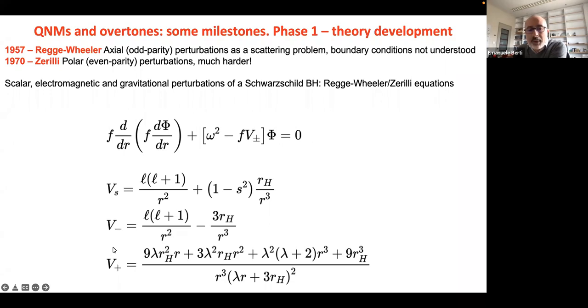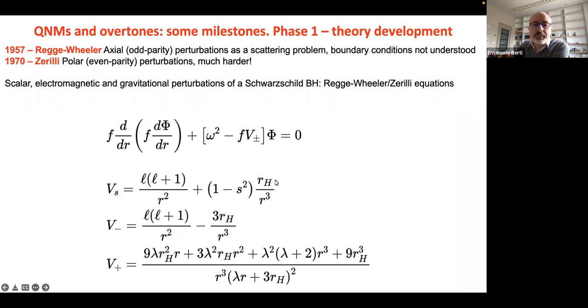What Zerilli found remarkably is that also for polar gravitational perturbations, you end up with a similar problem. It's just that the form of the scattering potential is more complicated. But remarkably, as Chandrasekhar will discover a little bit later, both potentials yield the same quasi-normal mode spectrum. I will explain what this means in a minute. Just as an aside, also scalar and electromagnetic perturbations can be formulated in the same way with potentials that take a similar form.